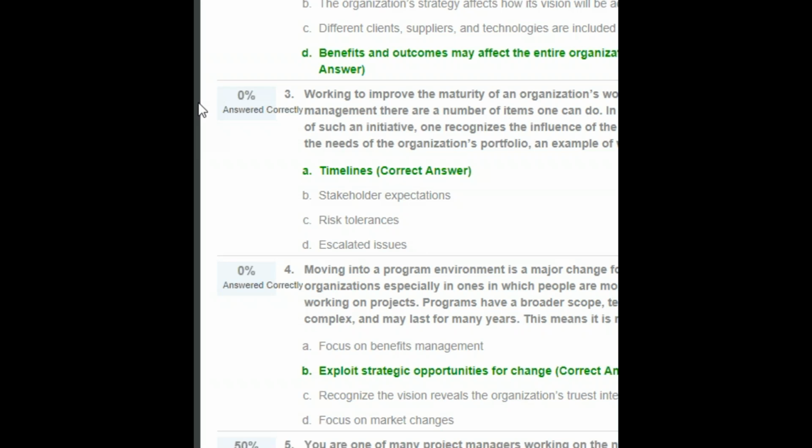Okay. Why timeline? As an organization manages its portfolio, programs are influenced by portfolio needs, one of which is timelines. Others include organizational strategy and objectives, benefits, funding allocations, requirements, and constraints.